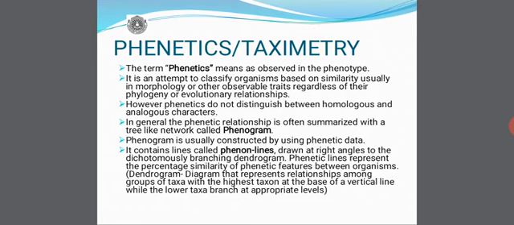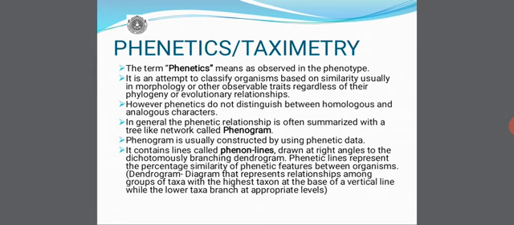studied this in your PU classes, and the topic is numerical taxonomy, which is otherwise called Phenetics, and phylogenetic systematics, which is called Cladistics, and then molecular systematics. First, let me go through Phenetics, which is also called taximetry. The term phenetics means as observed in the phenotype.